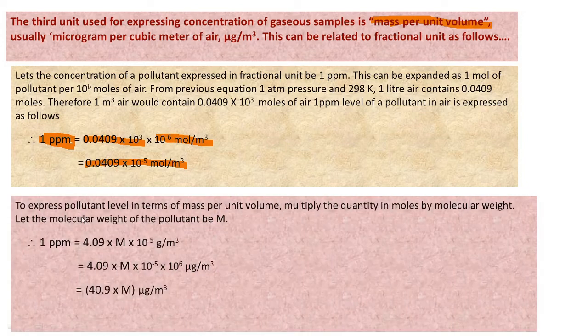So to express this pollutant level in terms of mass per unit volume, you can multiply this quantity by its molecular mass. So we can consider this molecular mass as capital M. Okay, so you just multiply, you will get this value. It is nothing but 1 ppm air pollutant.